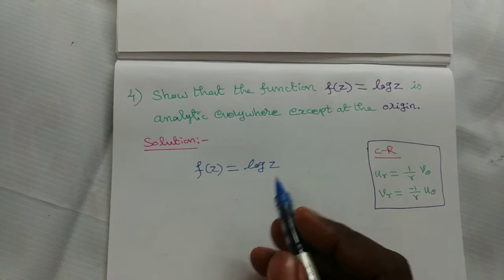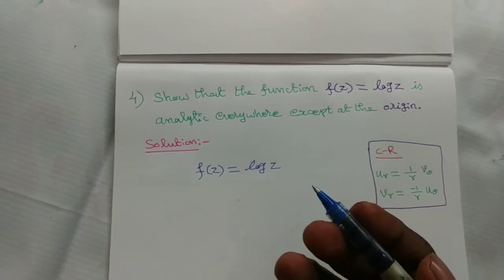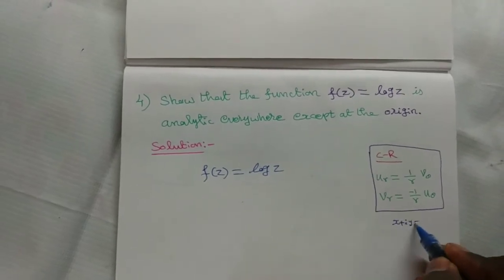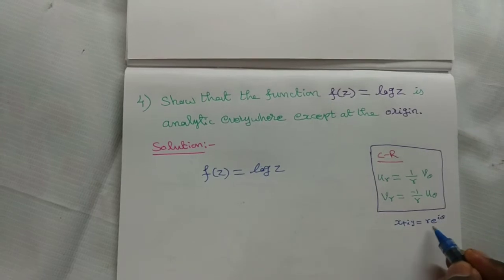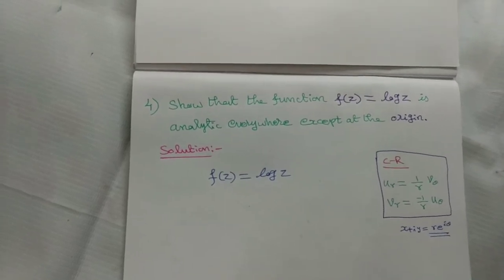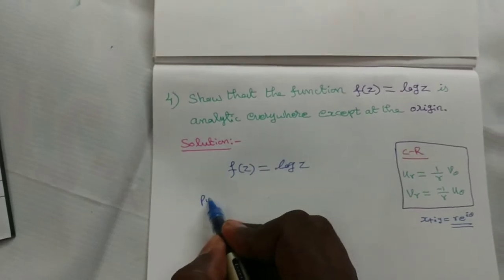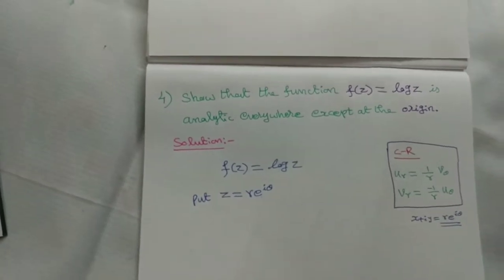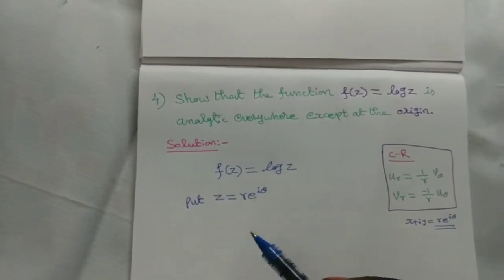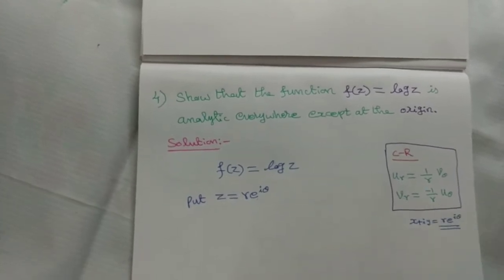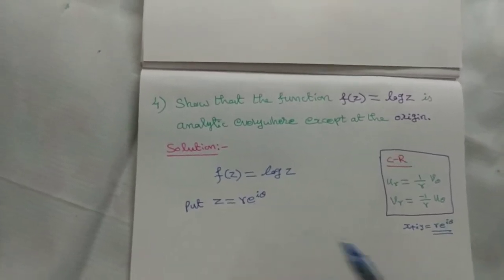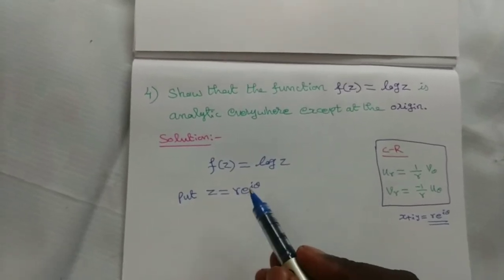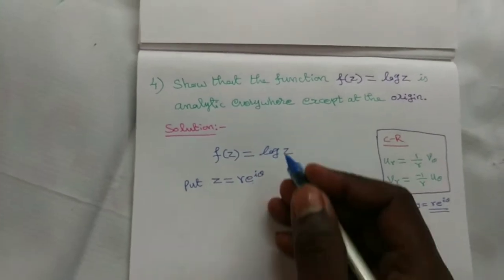So generally z is equal to x plus iy. To convert into polar form, the polar form of x plus iy is r into e power I theta. So this is the corresponding polar form of x plus iy. So in this problem I am going to put z equal to r into e power I theta, because generally z is equal to x plus iy, but I want to convert the problem in terms of polar form r and theta. Therefore x plus iy corresponding value is r into e power I theta. So here z is equal to r into e power I theta. Okay, substitute in the above equation.